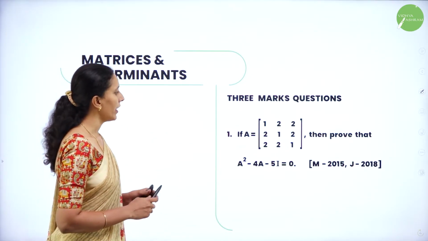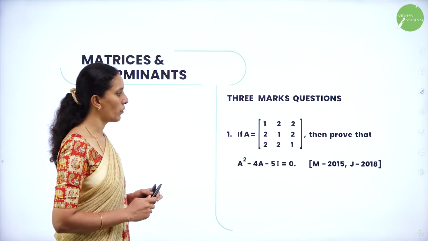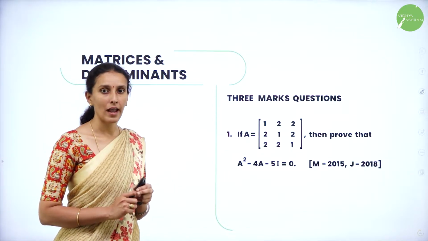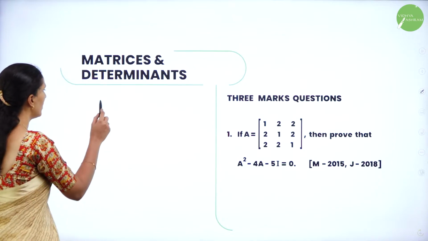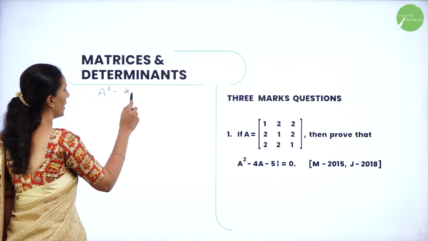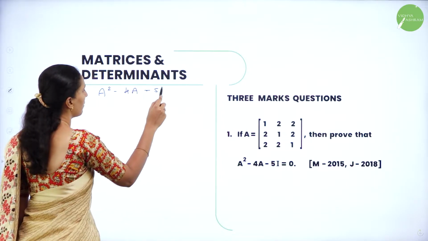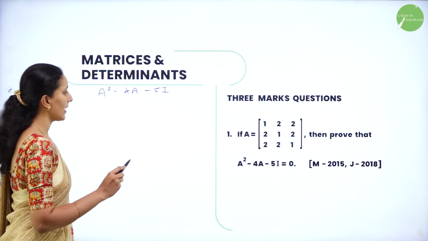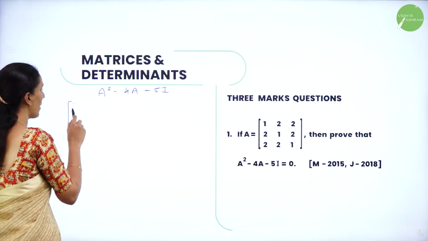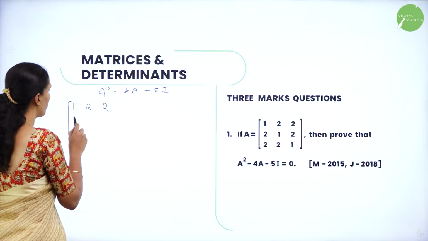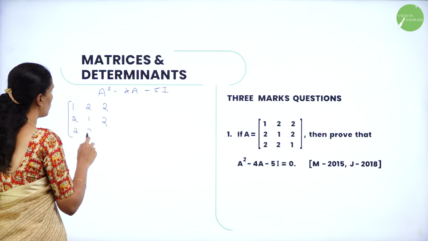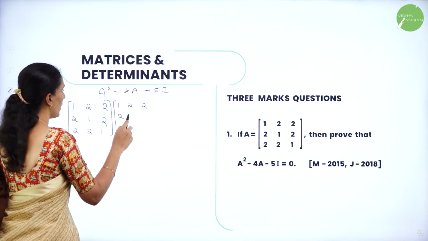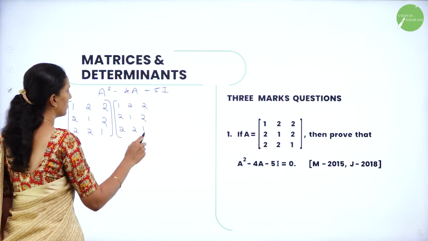Here we have, if A is equal to [1, 2, 2; 2, 1, 2; 2, 2, 1], then prove that A square minus 4A minus 5I is equal to O, that is the null matrix. So let us take the equation A square minus 4A minus 5I. We need to show that the resultant matrix is a null matrix. So here let's take A square. A square means multiplying the same matrix 2 times. [1, 2, 2; 2, 1, 2; 2, 2, 1], again [1, 2, 2; 2, 1, 2; 2, 2, 1].